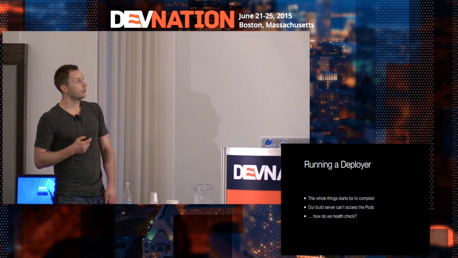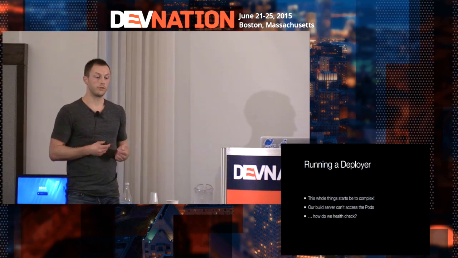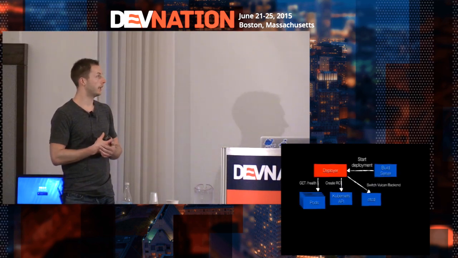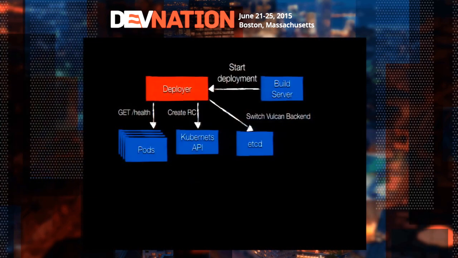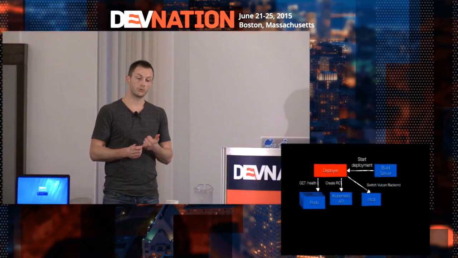So we decided to actually create another process that we run in the network, which we just call the deployer here. And this deployer listens on or exposes an HTTP interface again. So our build server can just do a curl or something like that to start a deployment. But the deployer process will take care of all the different steps that we need to get a full blue-green deployment. So it will talk to the Kubernetes API to create a replication controller.